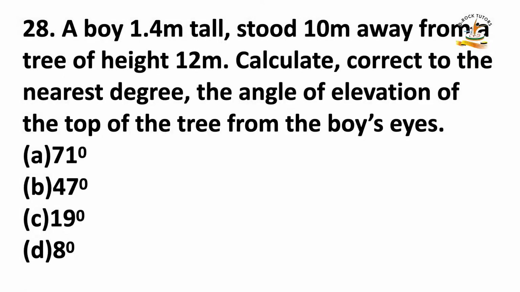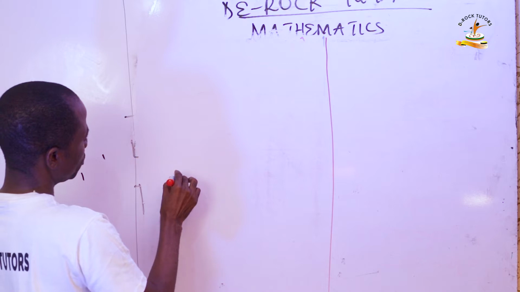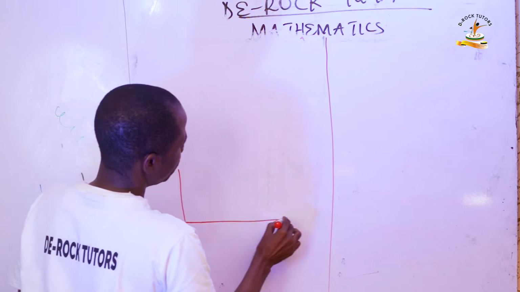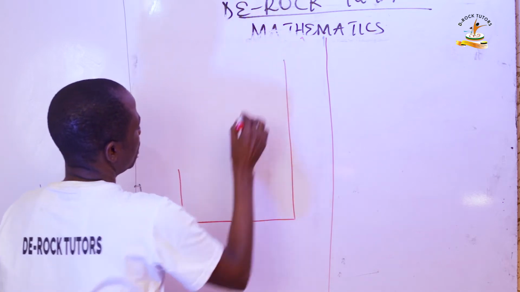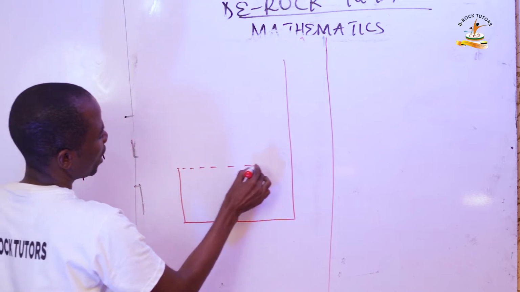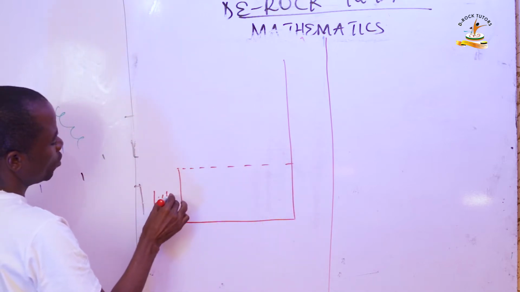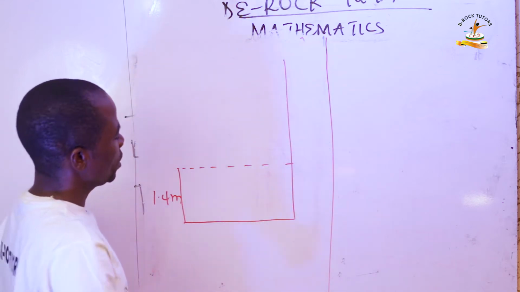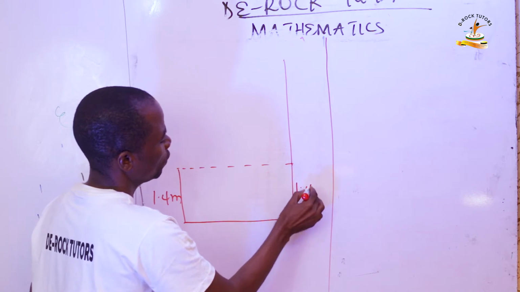A boy 1.4 meters tall stood 10 meters away from a tree of height 12 meters. We are to calculate, correct to the nearest degree, the angle of elevation of the top of the tree from the boy's eyes. The best thing to do would be to draw the diagram. If this is the boy, remember the boy is going to be on the same level ground with the tree. And we are told the boy has a height of 1.4 meters, while the tree has a height of 12 meters. So from here to here will also be 1.4 meters.